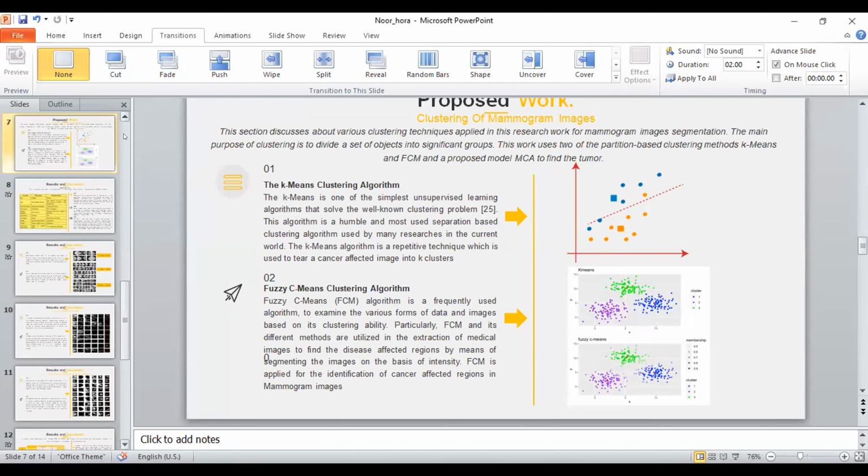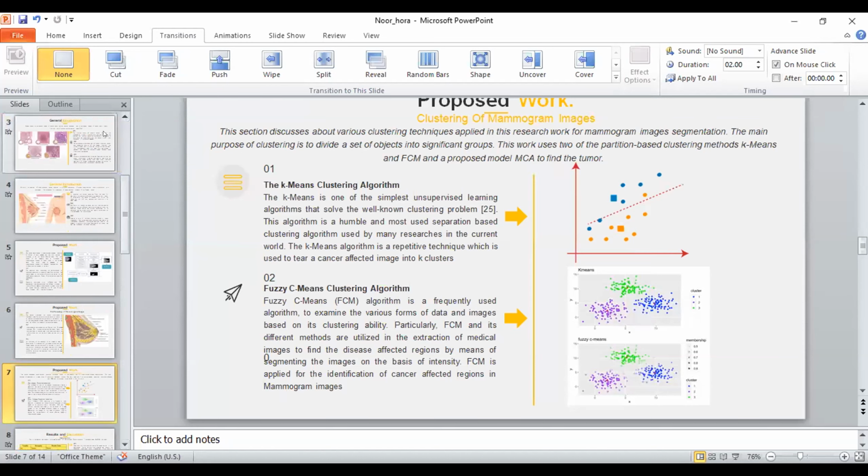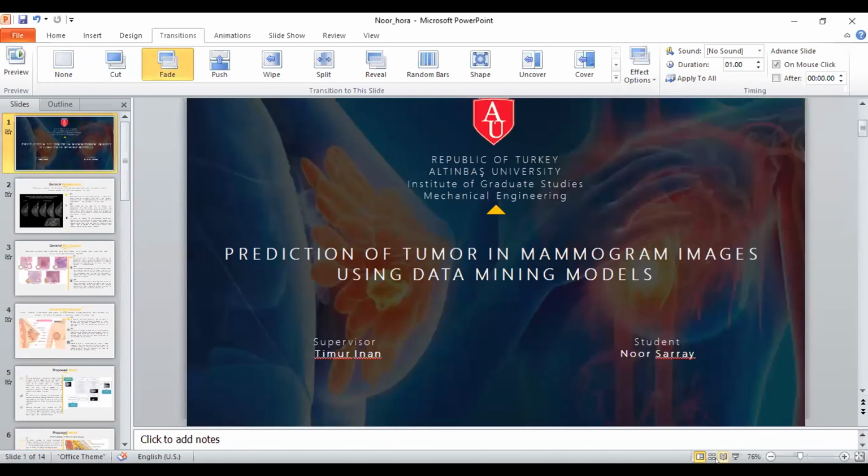The paper number is 109. The title of the paper is Prediction of Tumor in Mammogram Images Using Data Mining Models. I guess Nur Saray will present the paper. Are you here? Yes, I am. Okay, you can share your screen and start your presentation. Can you see? Yes, we can see your screen.